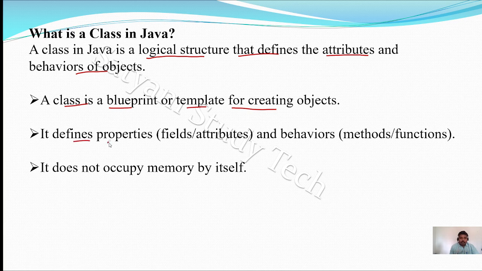It defines the properties, that is fields or attributes, also called data members, and the behavior, that is methods or functions. In procedure oriented programming languages they are called functions, but in Java, an object oriented programming language, we generally call them methods. A class does not occupy memory by itself. It provides only a template for an object.